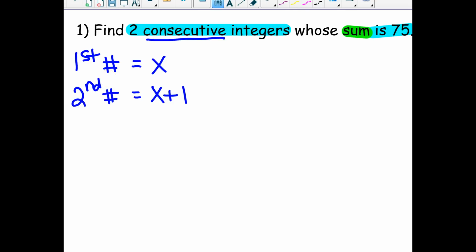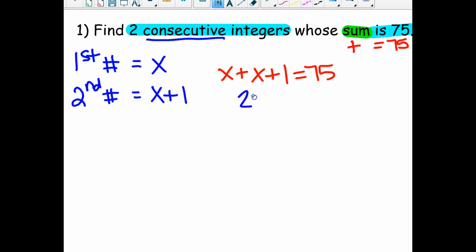Okay, so now I need to set up an equation. So the two consecutive integers, x and x plus 1, whose sum is 75. So that means that if I add together x plus 1, I should have a sum of 75. So now, just like any other equation, I'm going to go ahead and solve for x, which means I'm going to combine my like terms.